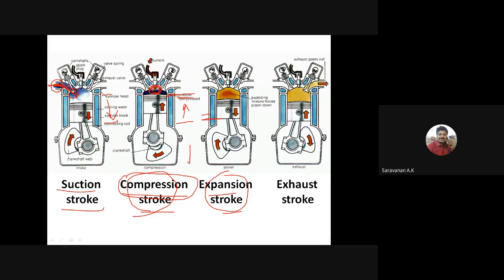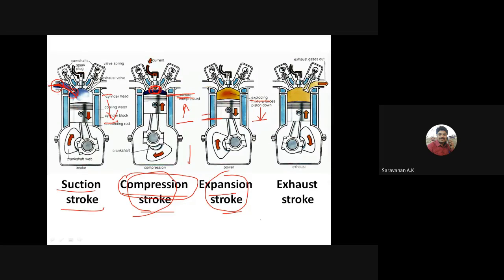That is called the combustion process. Due to the combustion, the air fuel mixture gets burned, right? During this burning process, high pressure as well as temperature occur. Due to the high pressure, the piston moves in the downward direction, that is TDC to BDC. So this is called the power stroke or expansion stroke, right?